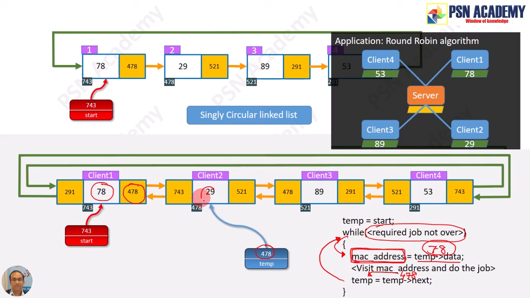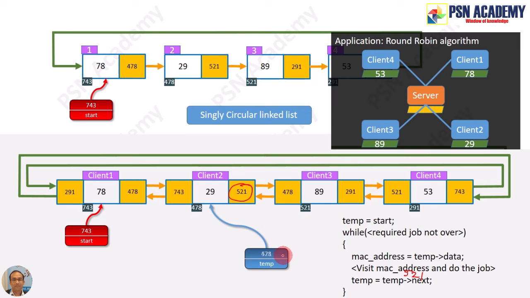You load this 29 inside this MAC address. Then you visit the MAC address, that is 29, with this client. You serve the client whatever the client wants. Then you apply temp equal to temp next. Now what will be the temp next? It will be 521. See? So this temp will be loaded with 521 and it will start pointing to the third node. After this, you get back and check whether the job at 521 is over or not.